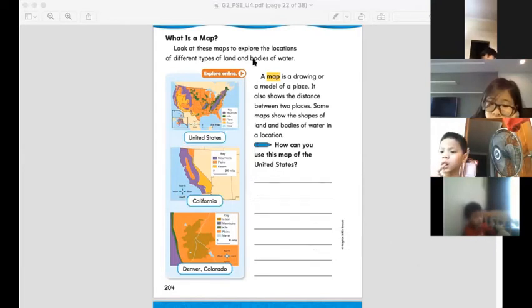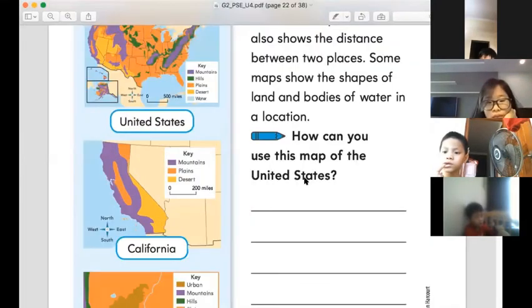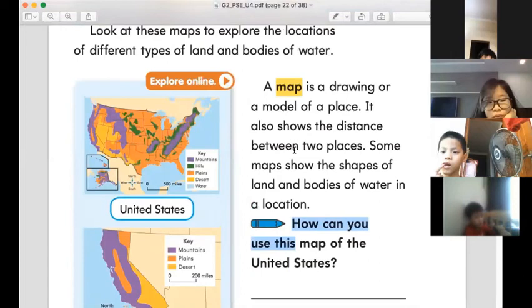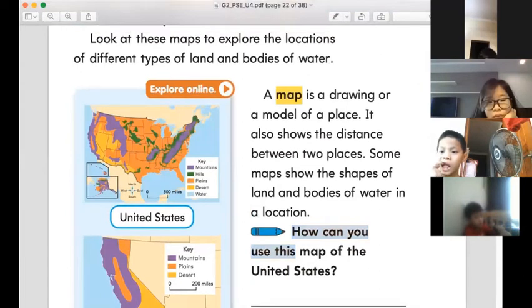Okay, so let's go ahead and read this part here. Go ahead and read along in your book. And let's have Ken. Can you please read this? No? How about back? A map is?